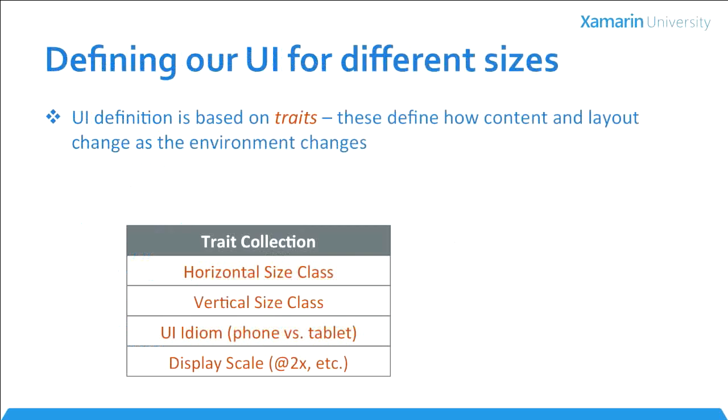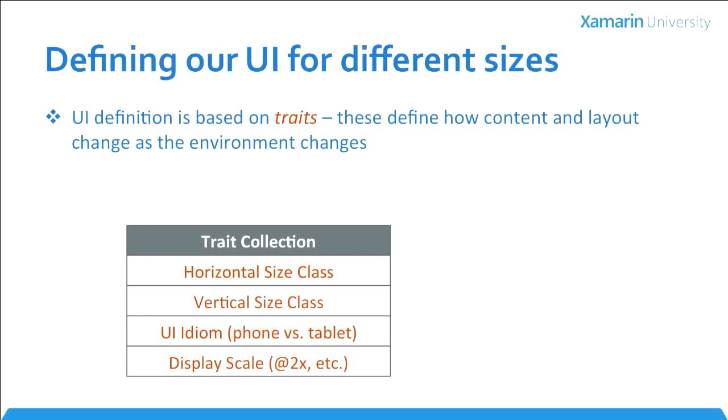So how do we do this? Well, how do we define our UI for different size classes? So we need to introduce a new topic called traits. And traits are properties that we use to determine how the layout of our application should change as its environment changes. And this includes several pieces of information. We have a size class in the horizontal dimension and a size class in the vertical dimension.